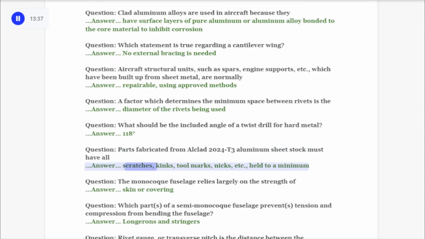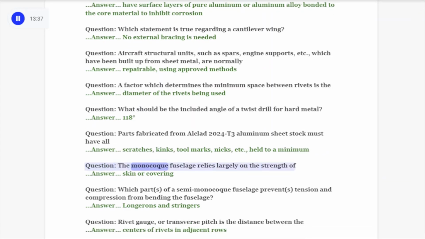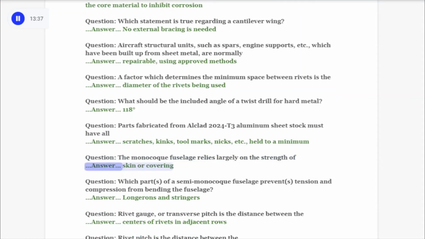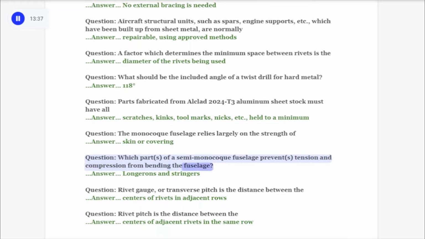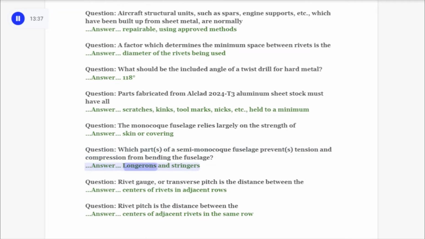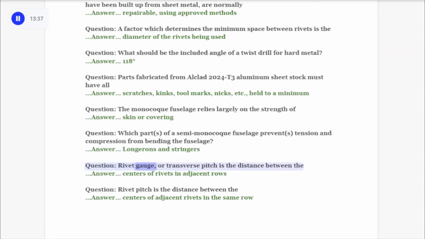Answer: Scratches, kinks, tool marks, nicks, etc., held to a minimum. Question: The monocoque fuselage relies largely on the strength of? Answer: Skin or covering. Question: Which parts of a semi-monocoque fuselage prevents tension and compression from bending the fuselage? Answer: Longerons and stringers. Question: Rivet gauge, where transverse pitch is the distance between the?